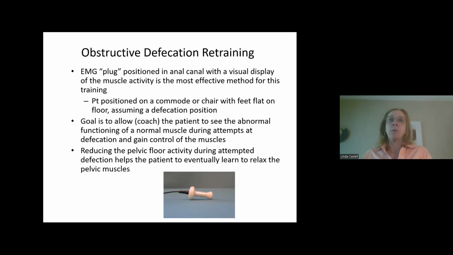So we position our catheter. The patients are sitting on a chair or a commode, and they can assume a defecation position when they push. Our goal is to have our patients see their abnormal response, which is a squeeze instead of relaxing that muscle. With repeated attempts, we get them not to squeeze when they push.